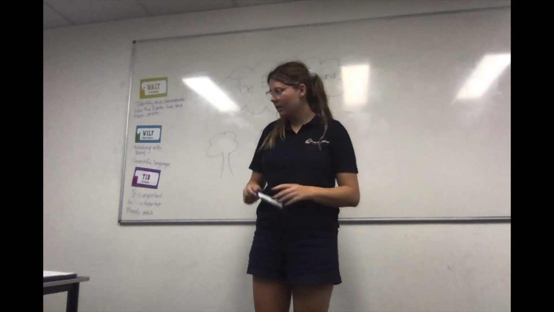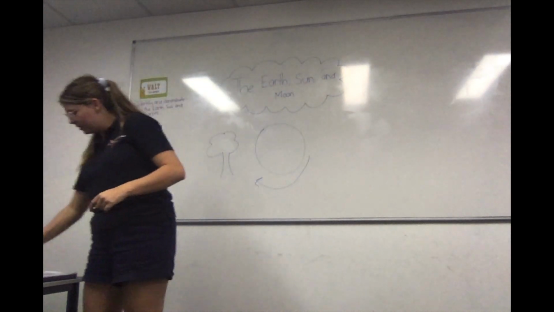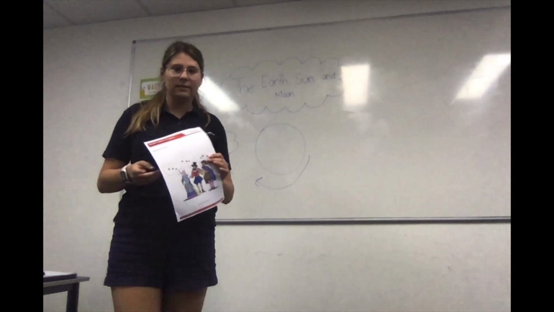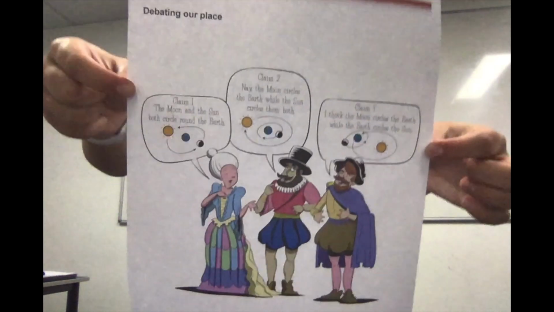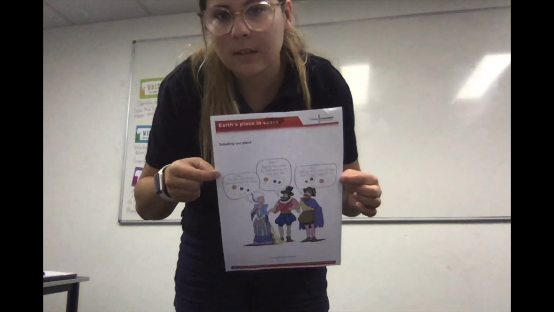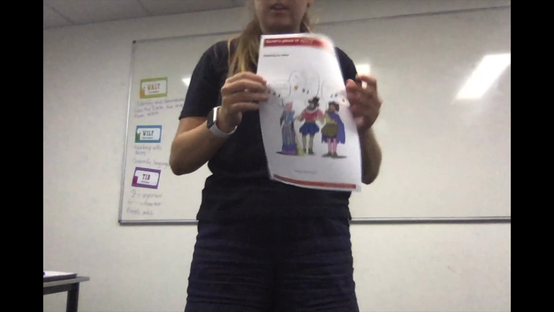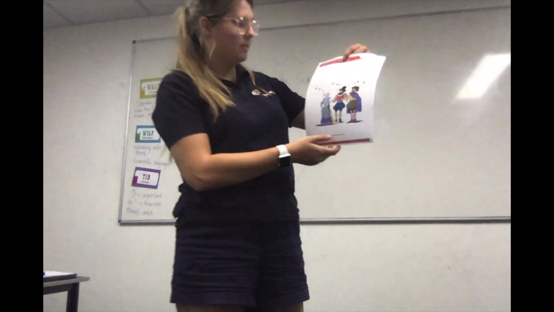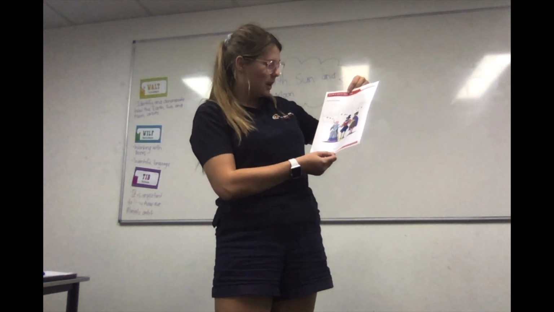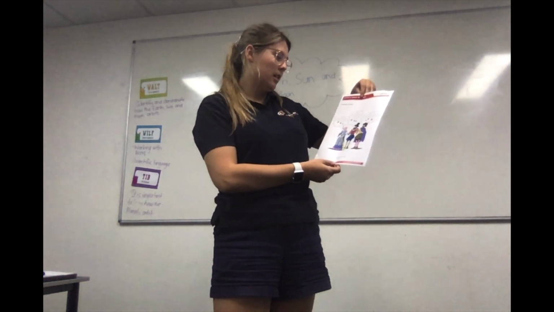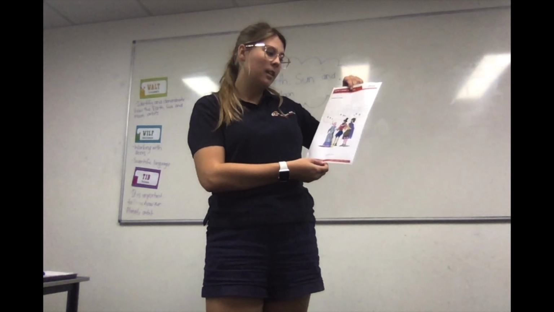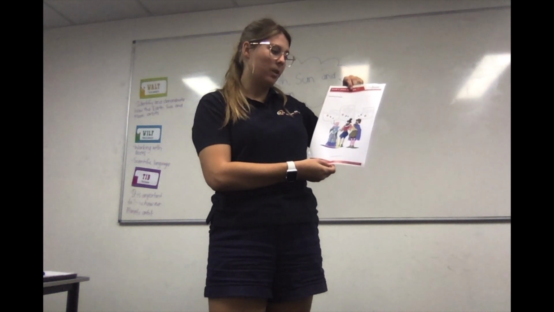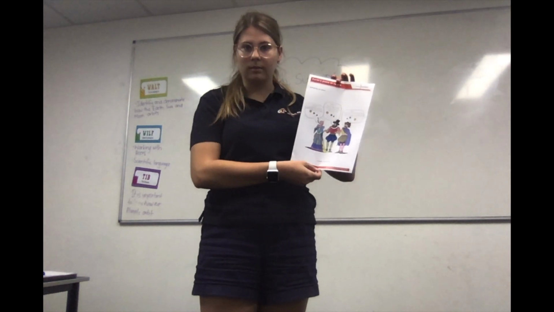Correct. So, I'm going to show you this sheet of paper. You guys have seen this in previous lessons, but we're going to go back to it. So this is our claims sheet. There are 3 claims on it. I'll read them out for you. So claim 1, the moon and the sun both circle around the Earth. Claim 2, the moon circles the Earth while the sun circles both. And claim 3, the moon circles the Earth while the Earth circles the sun.